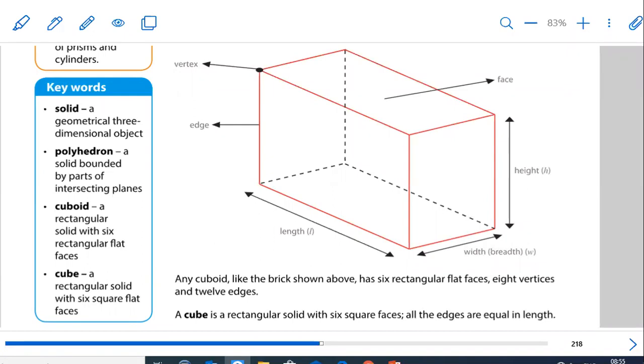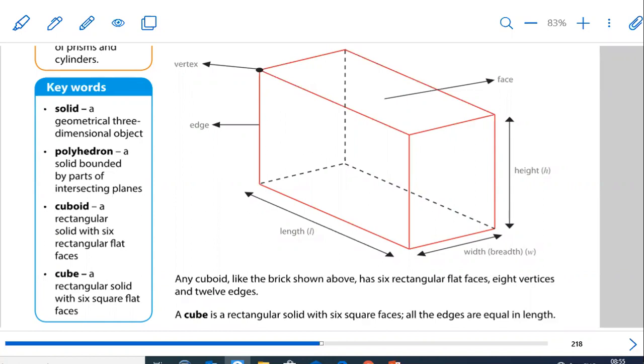Obviously, there's more than one. So we have defined a cuboid, which looks like a brick. As you can see, the one shown above there has 6 rectangular flat faces. Now, if you have to calculate the surface area of this cuboid, it means you must calculate the area of each and every face. Basically, that is what you need. So the same goes for a cube. A cube is just a rectangular solid which consists of 6 square faces.